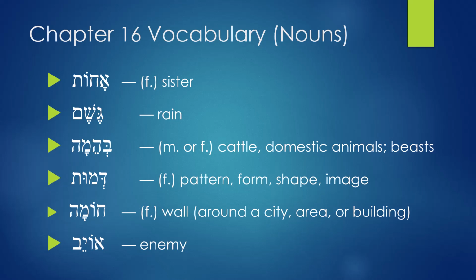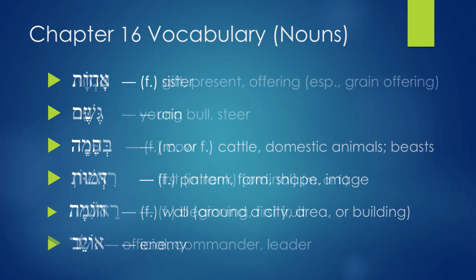Next you have the word choma. Choma means wall. It can be a wall around an area or around a city, the wall fence surrounding a city or area. Next you have the word oyev. Oyev means enemy.